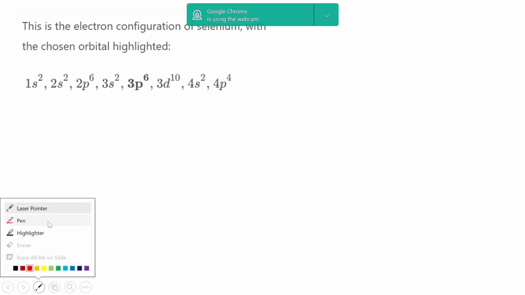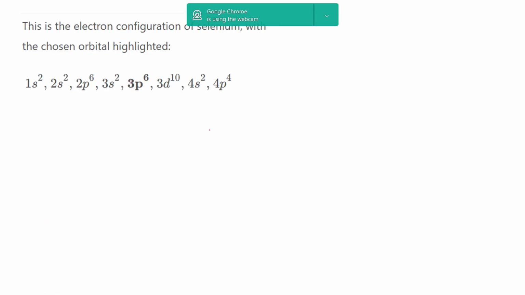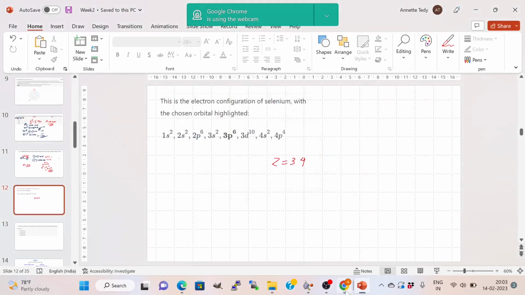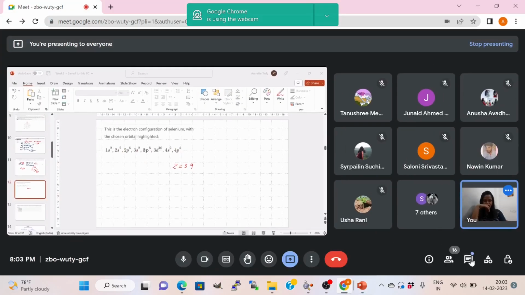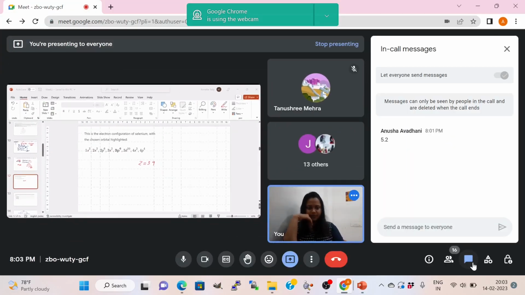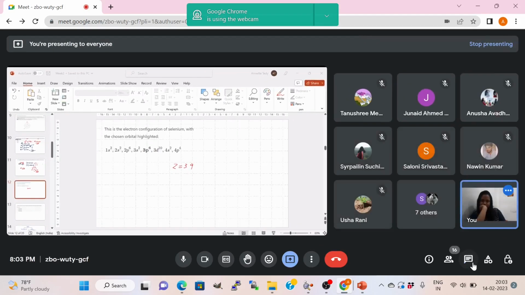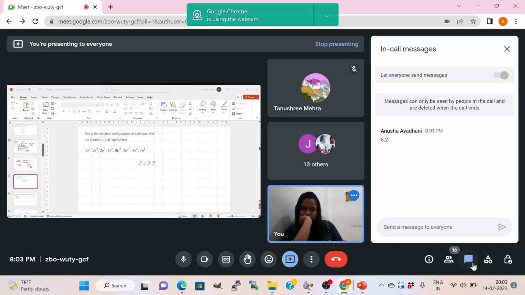Can you guys please solve it? I'll put it in the chat box. Z is 34. So what is Z star for an electron in 3p? I'll give you a couple of minutes to solve.